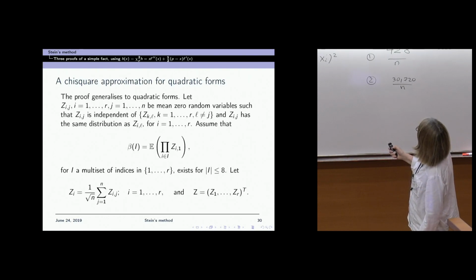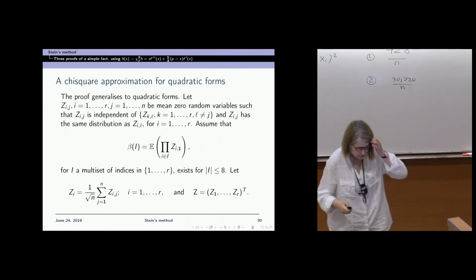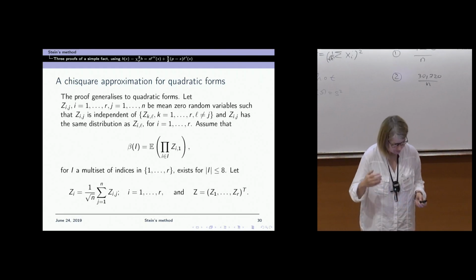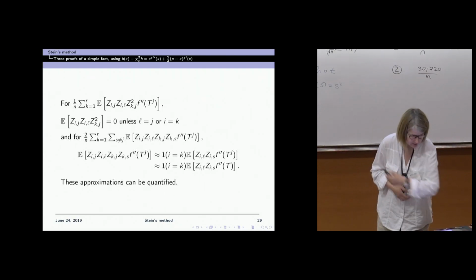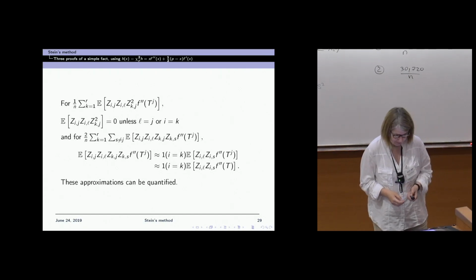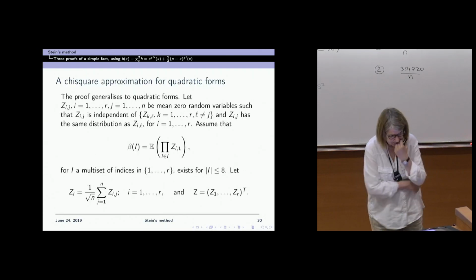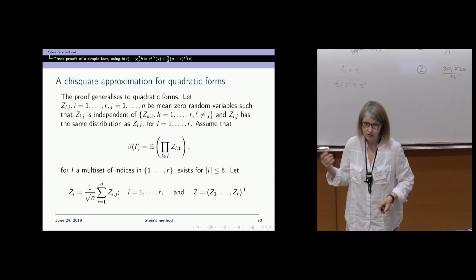So if we do this proof correctly, we get a bound out. Actually, I should just say the approximations can be quantified. So this is just hand waving again, what I just said. So this proof, of course, generalizes to quadratic forms.